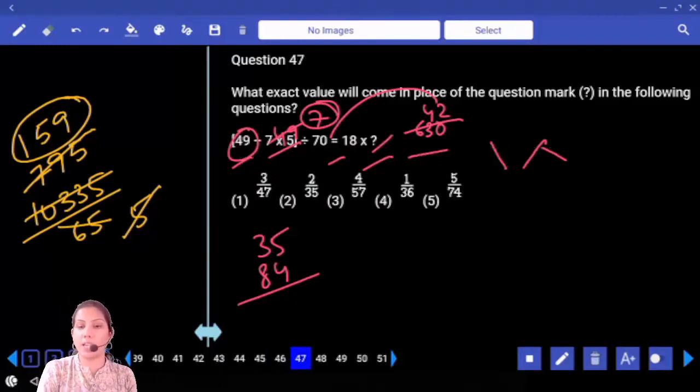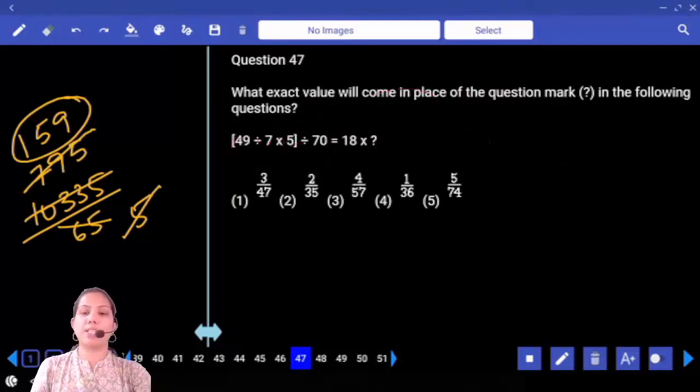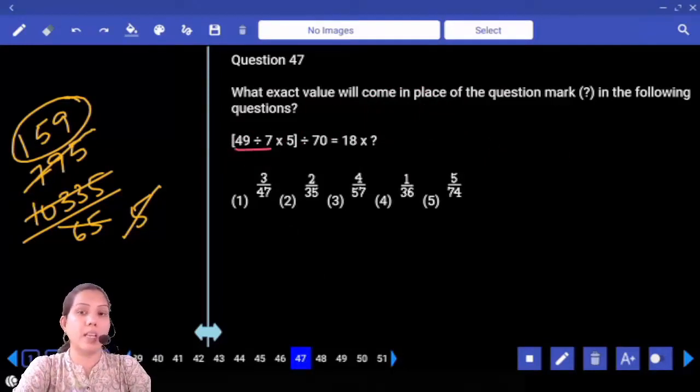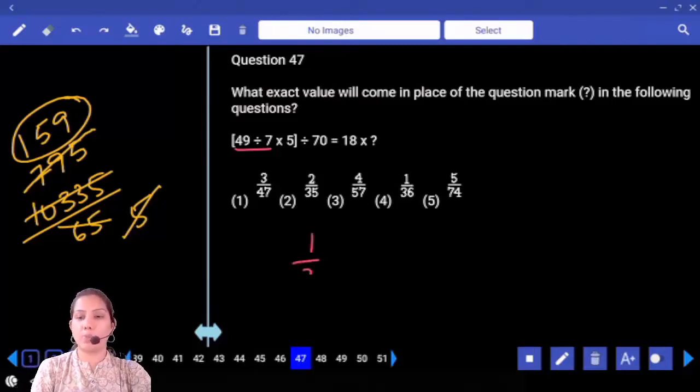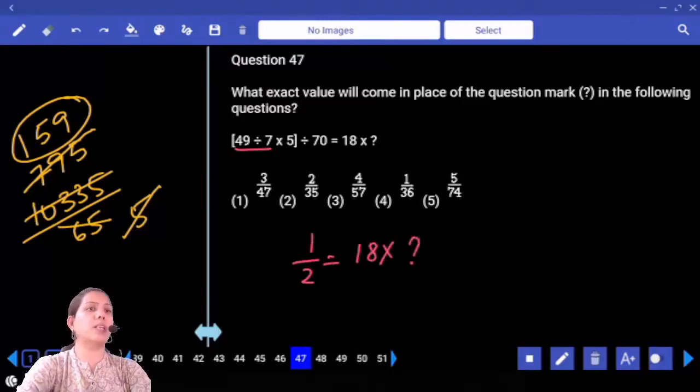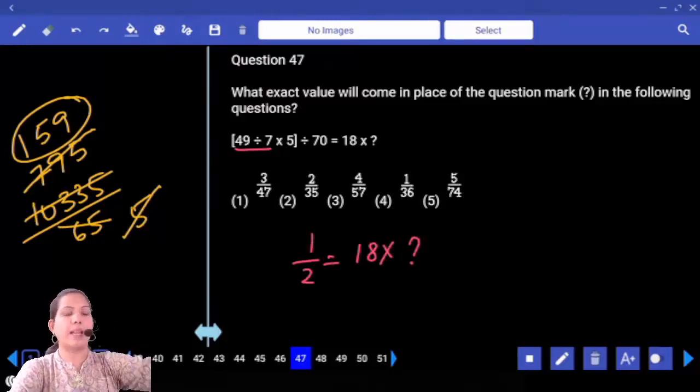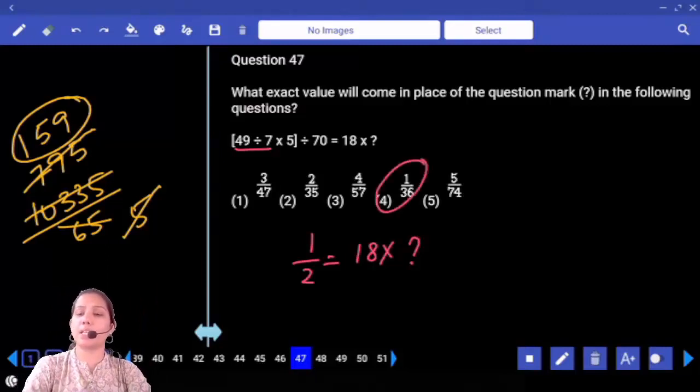Next, question number 47. 49 divided by 7? 7 5s are 35, by 70, 1 by 2. So 18 into something is equal to 1 by 2, so what is your something? 1 by 2 by 1 by 8. So the answer is 1 by 36, fourth option. 1 by 36.